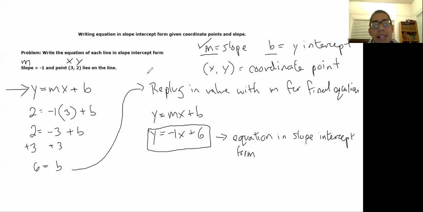And I want to make sure b is by itself, because I'm trying to solve for b. So I'm going to add 3 to both sides, so I can get rid of it, which means this is going to cancel out and the 3 is going to be on the other side. So 2 plus 3 is equal to 6. That means now I know what b is in this case, which is good, because now that I know what b is, I can plug in the value with m to find the final equation. What I mean by that is this problem basically gave you two pieces of information and asked, if you have these two pieces of information, can you give me an equation in slope-intercept form?